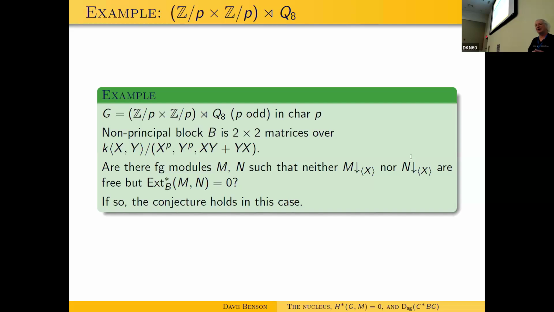So that's the structure of the algebra. It's a P squared dimensional algebra, and we don't really understand its representation theory very well. In particular, what we don't know is, are there finitely generated modules M and N whose restrictions to the subalgebra generated by X are just sums of Jordan blocks of length P? That's what it means to be projective.